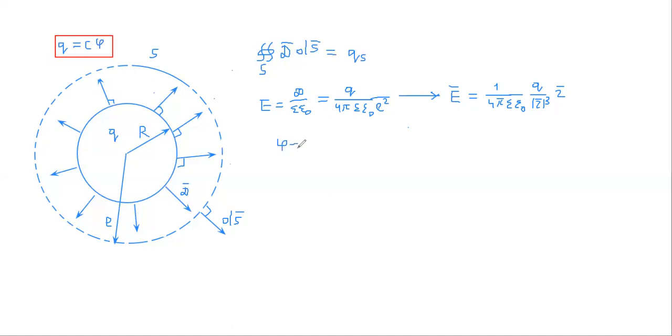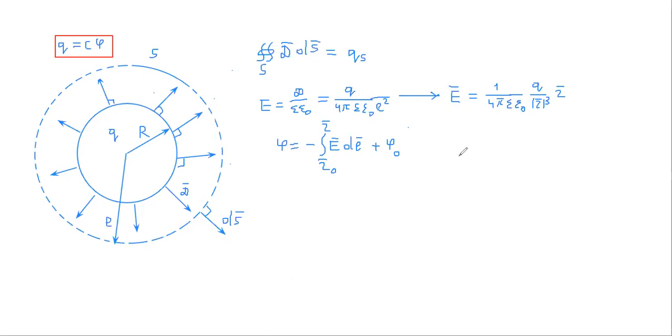According to the definition, it is equal to minus the linear integral from some r0, the initial radius vector of some initial point, to r of E dl, plus phi 0, where phi 0 is the potential at the initial point.